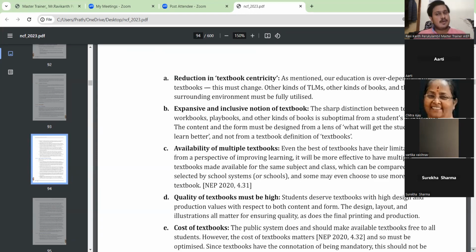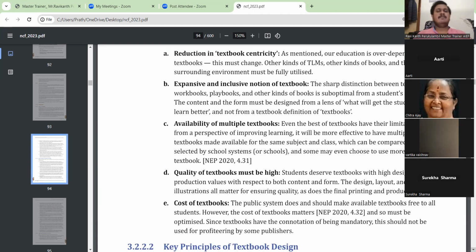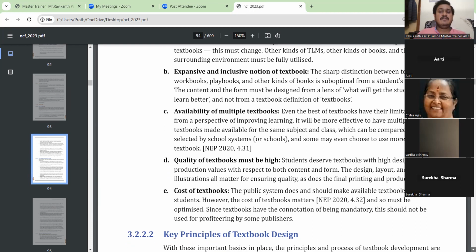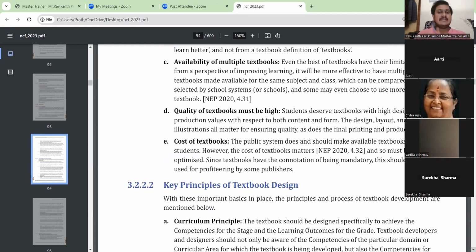Expansive and inclusive notion of textbook. The sharp distinction between textbooks, workbooks, playbooks, and other kinds of books is suboptimal from a student's perspective. The content and the form must be designed from a lens of what will get the student to learn better. It is not that we should have many books. Which book is useful for the child to learn better, and not from a textbook definition of textbooks. Okay, it is not that textbooks are the only things which are going to help the child.